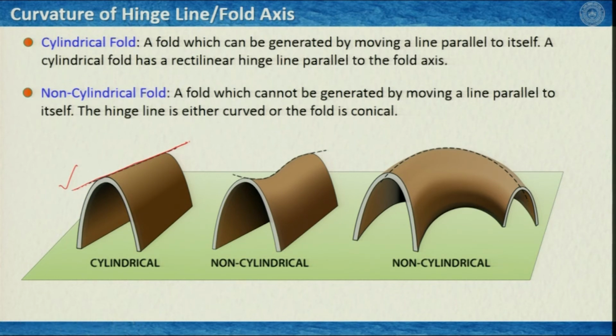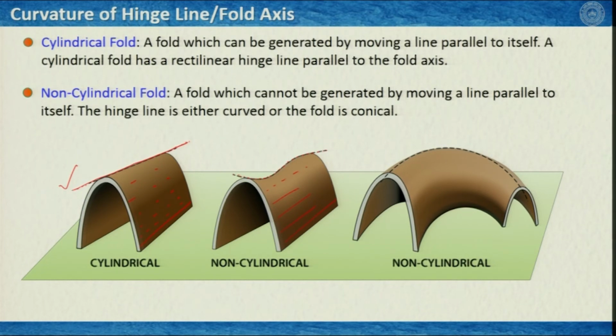However, in this case we see that the orientation of the fold axis is changing along the hinge line and the hinge line as well. So, this is a non-cylindrical fold. Here you can have a line, and with this line if you place it, you can produce the fold completely. But here if you have a line, you cannot produce the fold completely, because at this stage you will have some sort of gaps and so on.